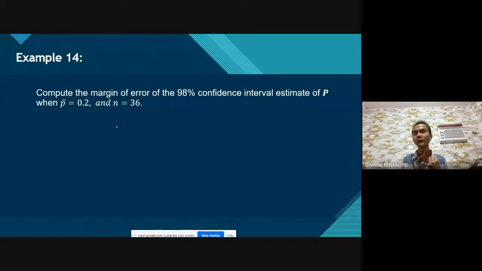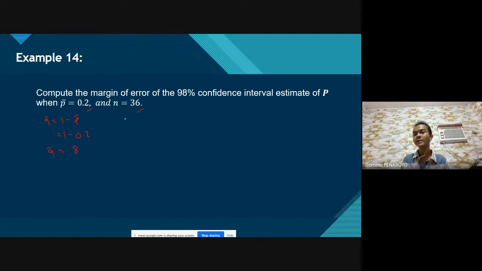We have four givens that we need to find. First is P bar, which we already have. Second is Q bar, which we don't have yet, but we know how to find it. We already have the sample size, 36. And the last is Z alpha over 2. Our Q bar is easy: the formula for Q bar is 1 minus P bar. Our P bar is 0.2, so that is 1 minus 0.2, which is equivalent to 0.8. So that is our Q bar.